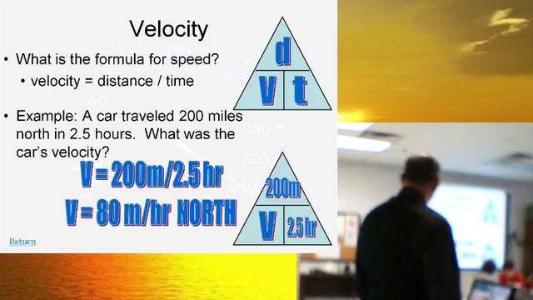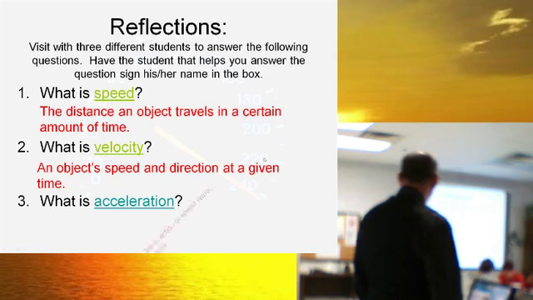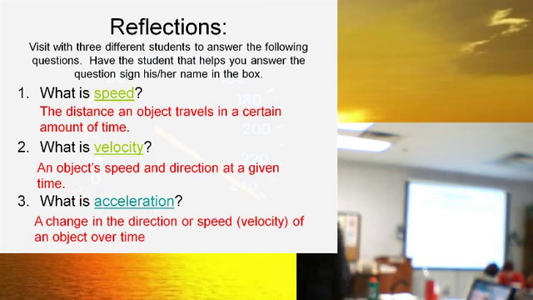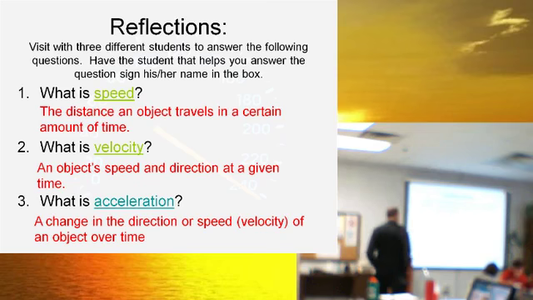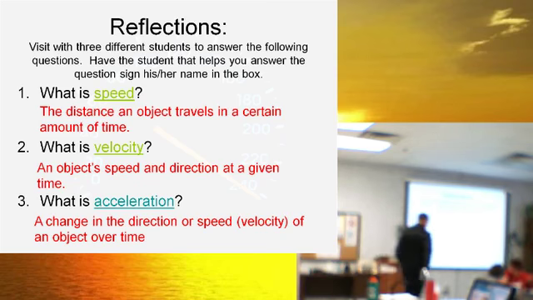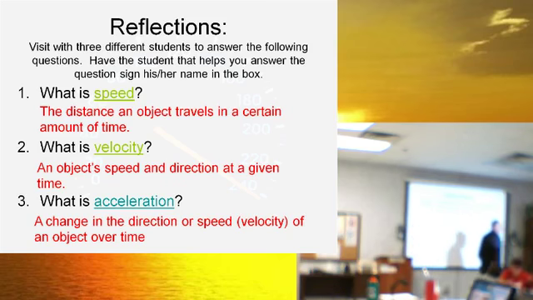Okay, acceleration. It's a change in the direction or speed of an object over time. Let's say I'm going 1 meter per second this way, and I turn and I'm continuing to go 1 meter per second this way. Did I accelerate? Yes, I did, because I changed direction. A change in direction or speed of an object over time.